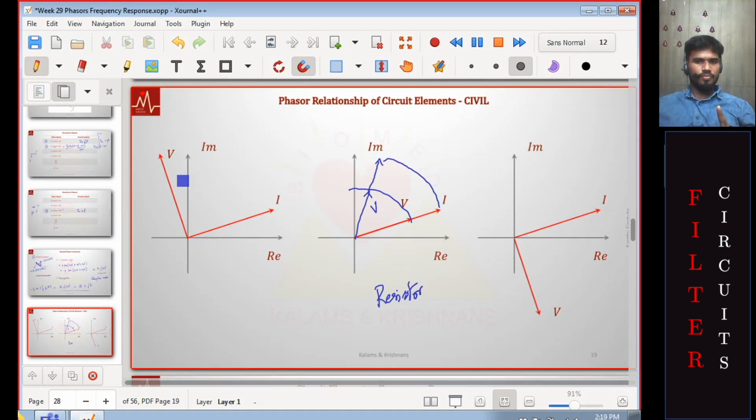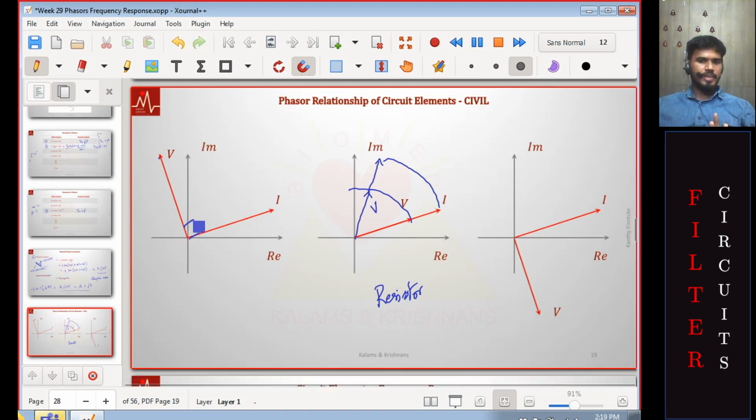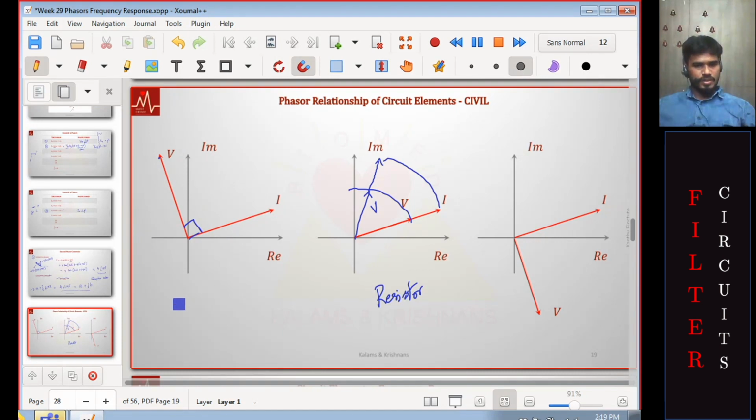Now, there are again certain ideal elements where if the voltage vector is along like this, at that instant, at that snapshot, the current vector is along like this. And this angle specifically is 90 degrees for that ideal element. Can we guess this element over here? We have the inductor over here.